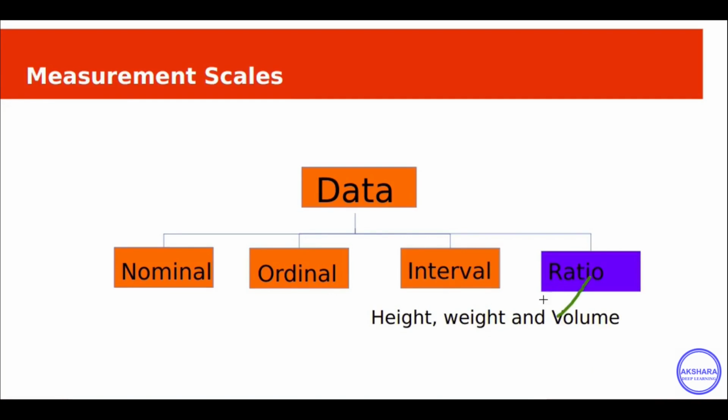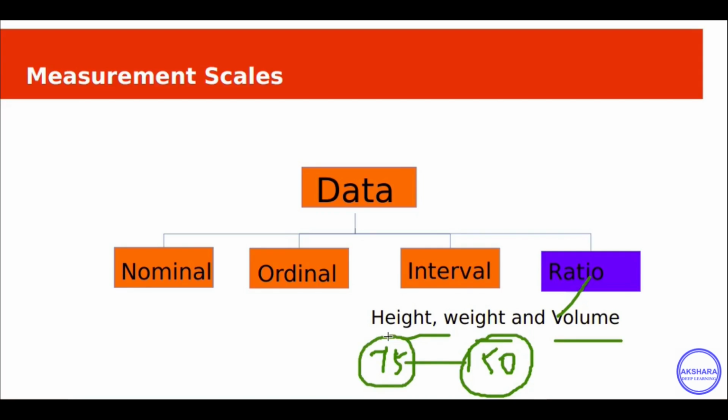Ratio scale. All the data points which are quantitative in nature fall in this category: height, weight, and volume. Here all the arithmetic operations can be performed and comparisons can be done. Ram can earn twice of what Sham earns. The ratio makes sense here. If you take one person, he is, suppose, 75 centimeters, and if you take another one, he is, suppose, 150 centimeters. We can say that this 150 centimeters person is twice as tall as the 75 centimeter person. Means ratios are meaningful here.